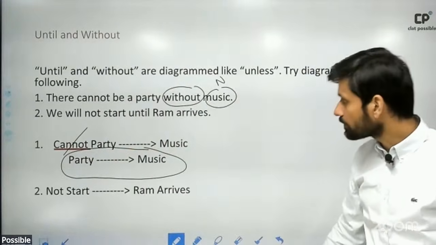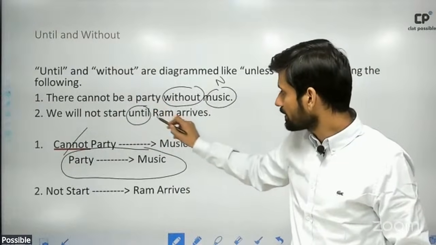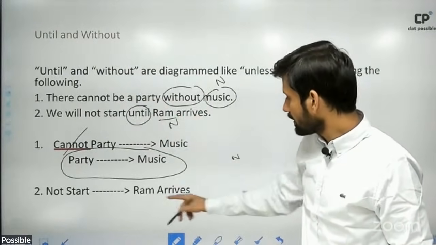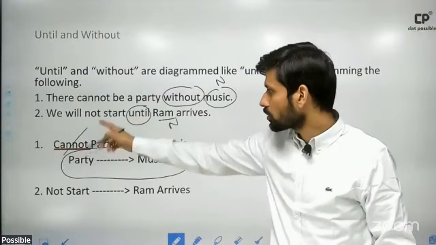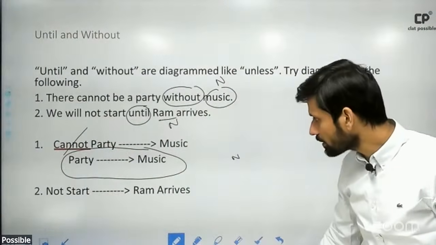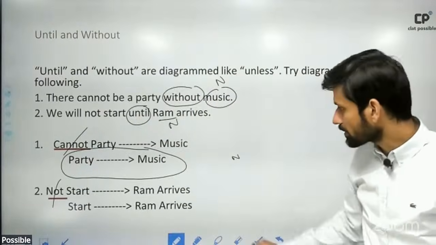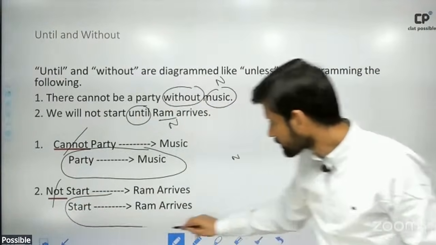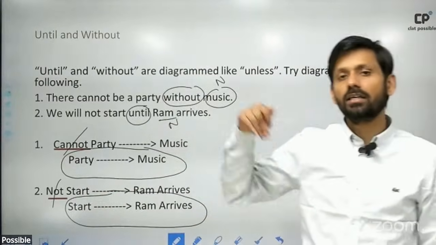Another, we have until also. So until introduces necessary. So arrival of Ram will become necessary for what? Starting, not starting nahi. So not will go, not will go. So this becomes the conditional diagram. So this is how we deal with unless, until, without.